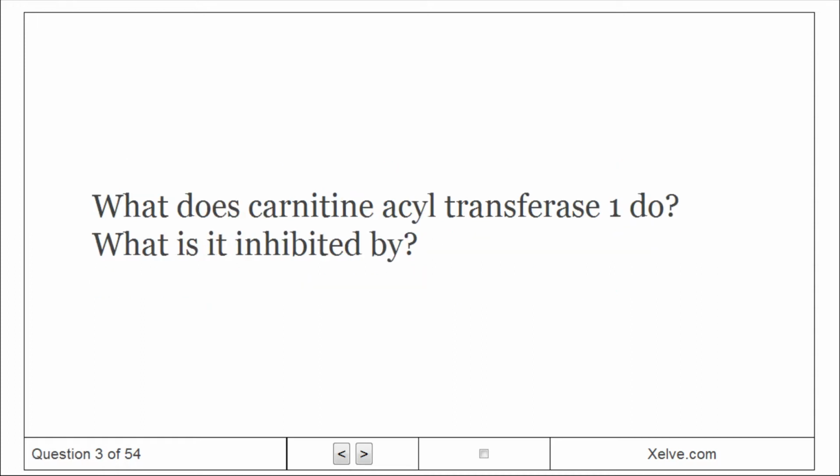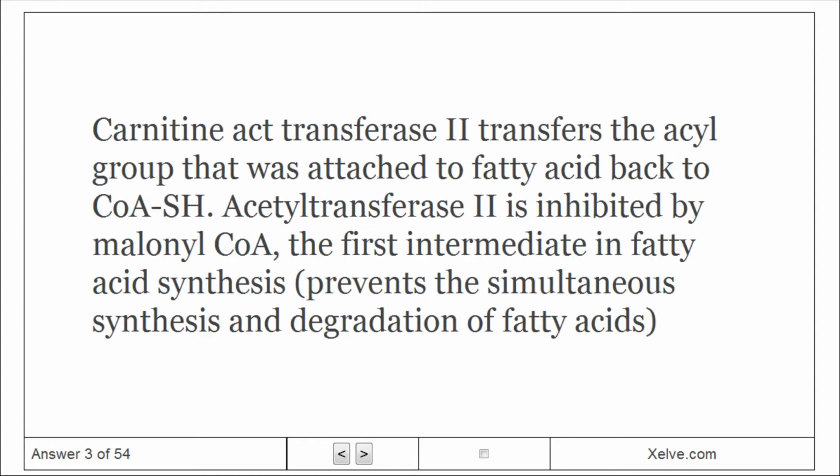What does carnitine acyltransferase 1 do? What is it inhibited by? Carnitine acyltransferase 2 transfers the acyl group that was attached to the fatty acid back to CoA. Acyltransferase 1 is inhibited by malonyl-CoA, the first intermediate in fatty acid synthesis, which prevents the simultaneous synthesis and degradation of fatty acids.